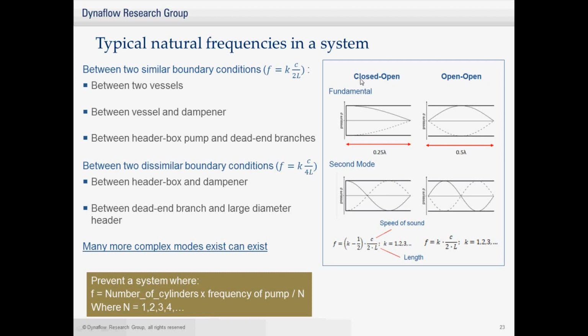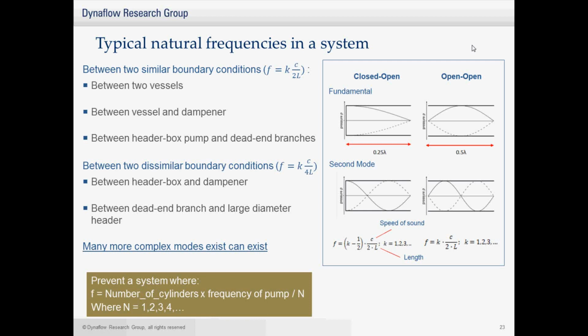And what this means is closed-open is, for example, a boundary condition or the end of a system where the flow is specified. So this could be a dead end branch or something like that. So there's no flow going to that end of the system. And an open condition is then where the flow is not specified. So this is a pressure condition. And then on the right you have your open-open condition, which just means you have similar conditions. So you either have a fixed pressure at one side of your system and a fixed pressure on the other side, or a fixed flow and a fixed flow.